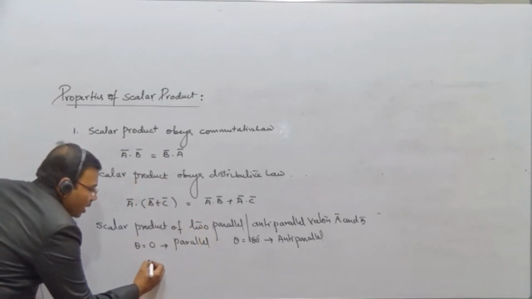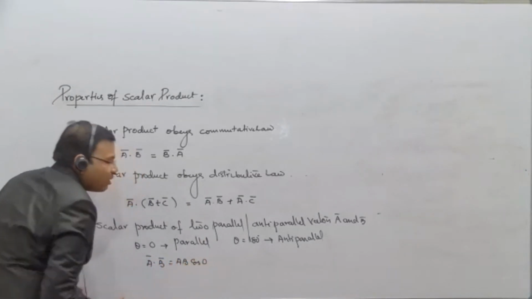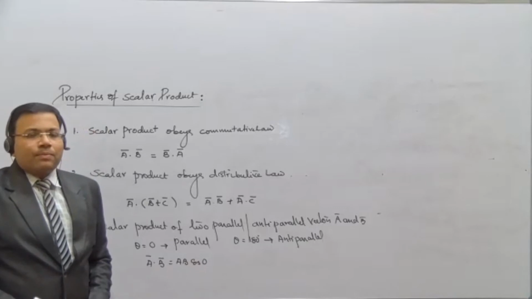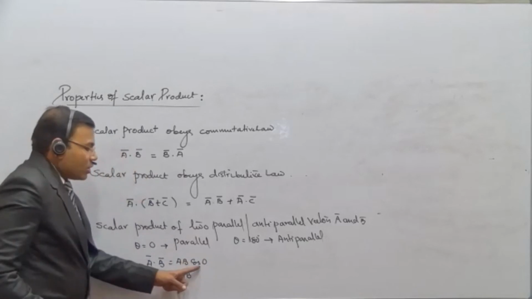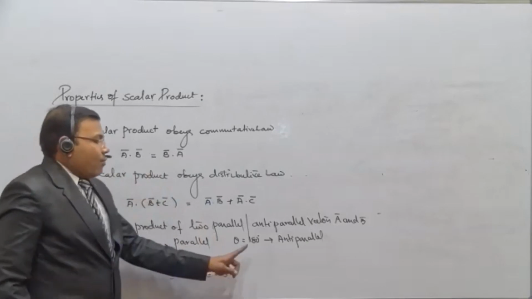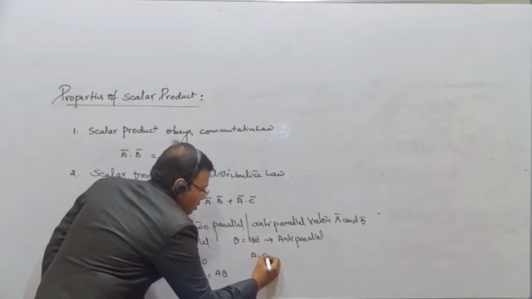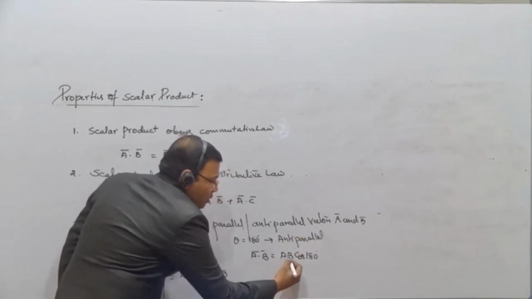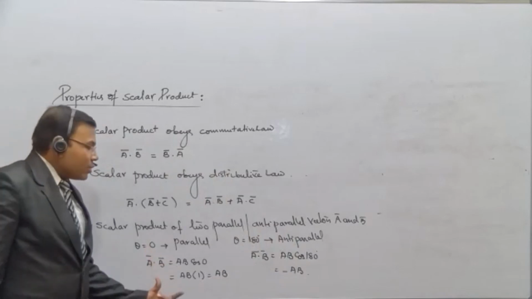So for parallel, A dot B is equal to AB cos theta. Cos theta means cos 0, because I'm writing for parallel. So cos 0 is how much? It is 1. Therefore, the result I am getting here is just AB. And what is cos 180? It is minus 1. So the result you are going to get here is A dot B equals AB cos 180. Cos 180 is minus 1. Therefore, it is minus AB. Hope you have understood the third property also.